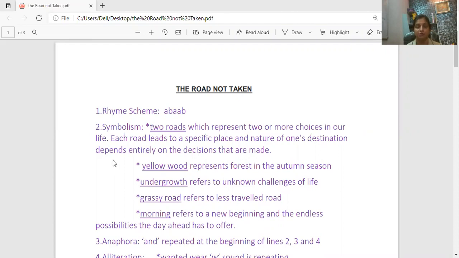Symbolism. There's a lot of symbolism in the poem. First, two roads. This represents two or more choices in our life. Each road leads to a specific place, and the nature of one's destination depends entirely on the decisions that are made. Yellowwood represents forest in the autumn season. Undergrowth refers to unknown challenges of life. Grassy road refers to the less traveled road. Morning refers to a new beginning and the endless possibilities the day ahead has to offer.